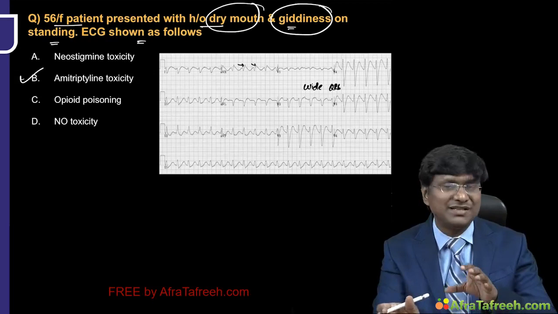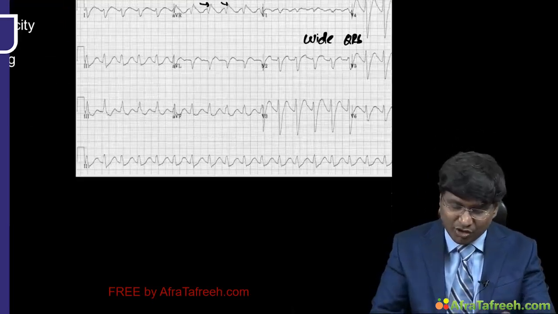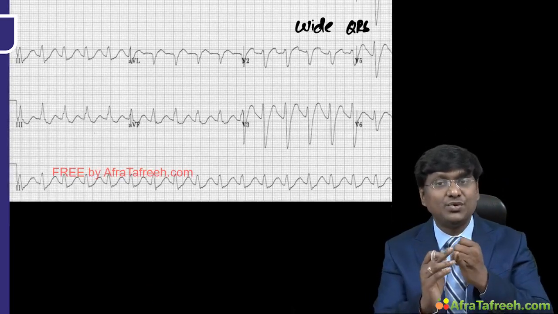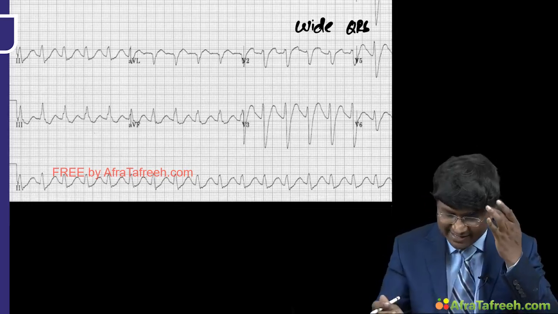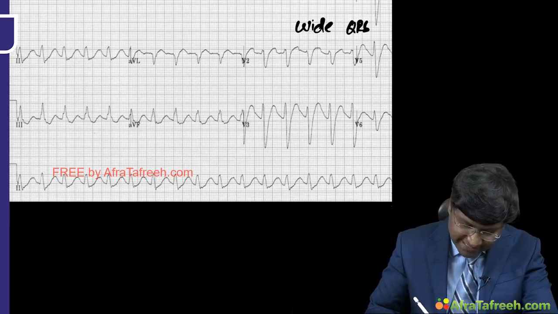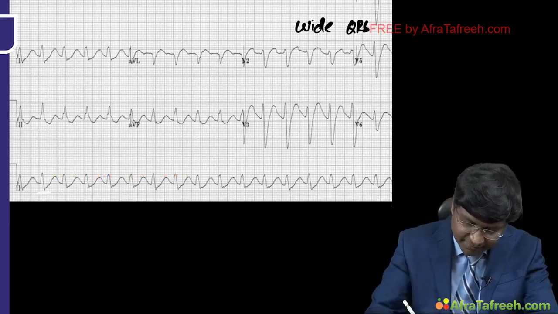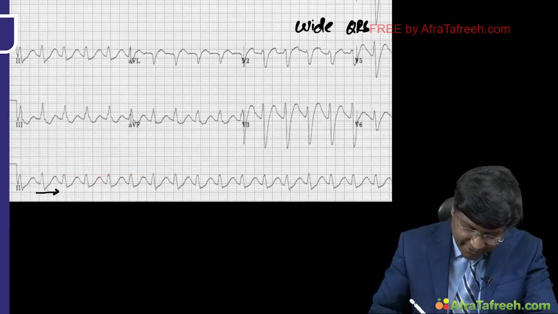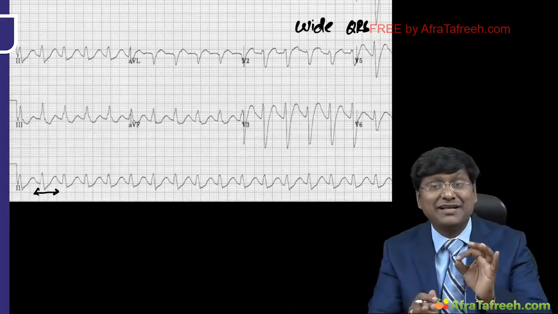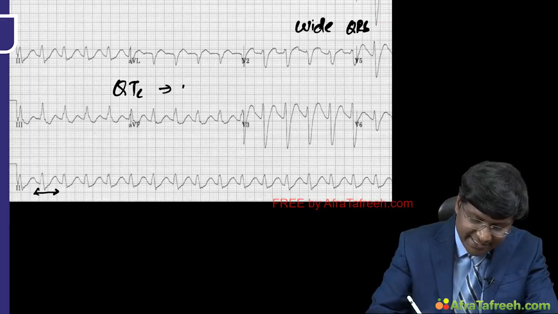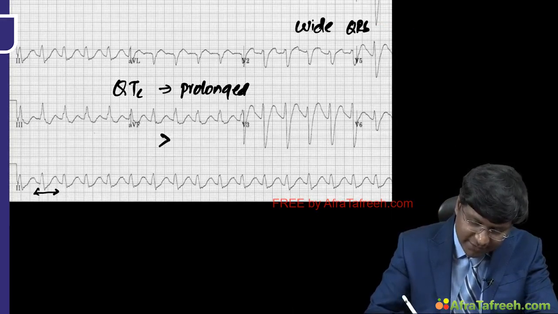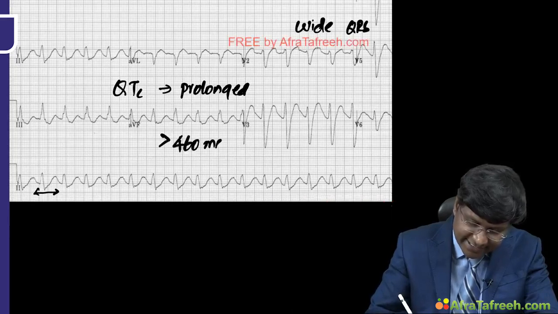So in patients with tricyclic antidepressant toxicity, what will you have? Wide QRS, the QRS prolongation will be there, and tall R wave. And next thing is, if you closely observe the QT interval, right? If you closely observe the QT interval, the QT interval is also prolonged. So you need to calculate the QTc. The QTc is definitely prolonged. If you observe the QTc here, it is more than 460 milliseconds in this particular ECG.